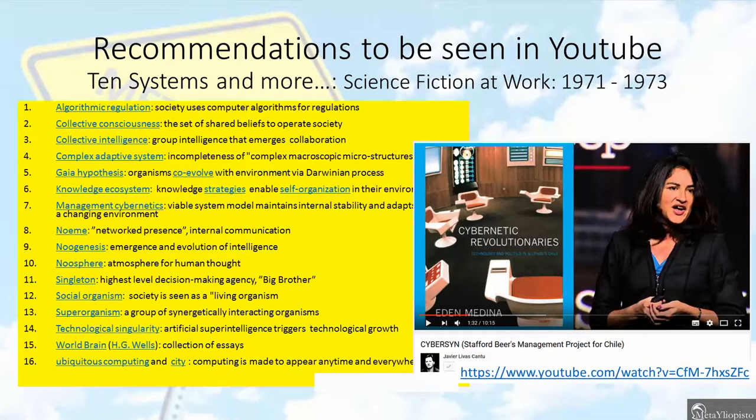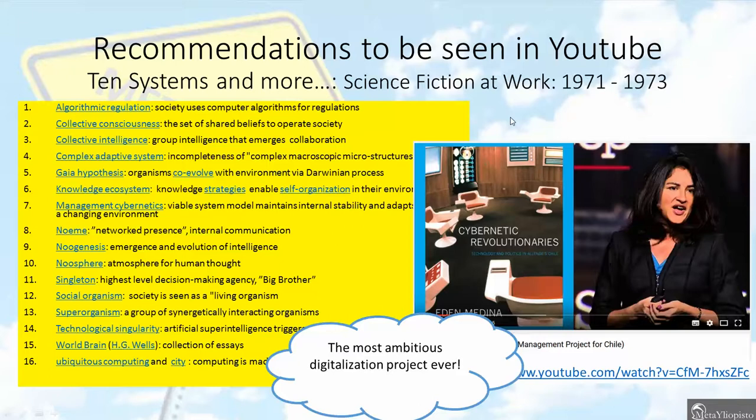40 years ago. The most eminent here was management cybernetics. The viable system model maintains internal stability and adapts to a changing environment. The central logic of this huge project was number 7 here, but many other features were also used. And it was science fiction type because there were so many quite novel innovations in this project. It is perhaps up till now the most ambitious digitalization project ever, but China perhaps can follow it.